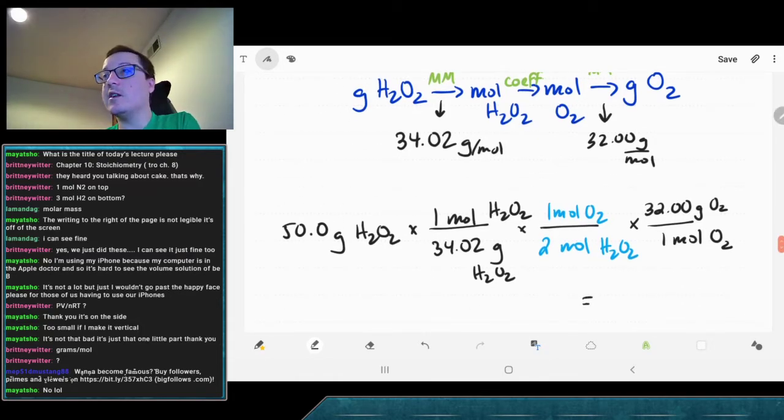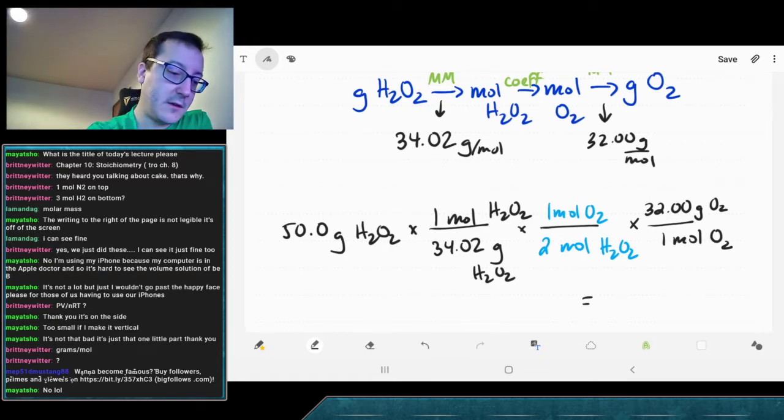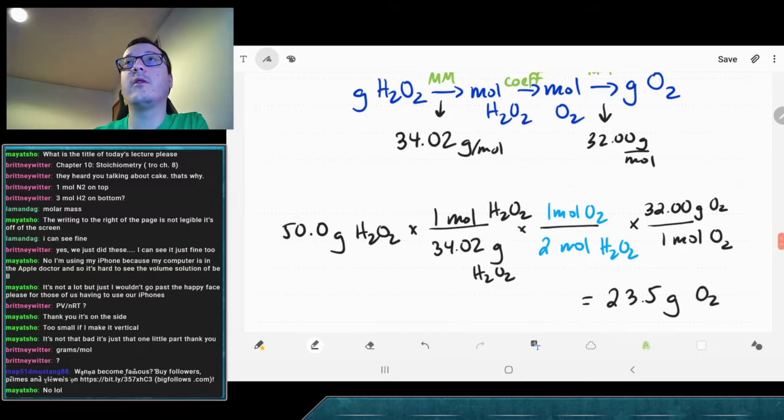Let me go ahead and do that real quick. So we have 50 divided by 34.02 divided by 2 times 32. Doing all that, we get 23.5 grams oxygen.